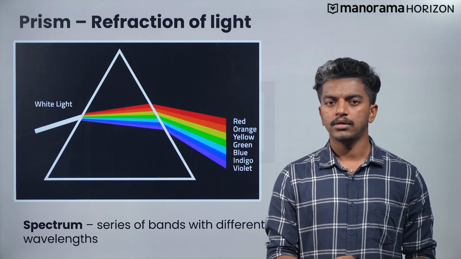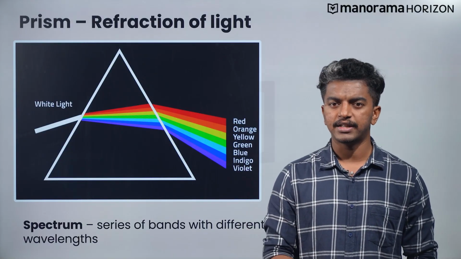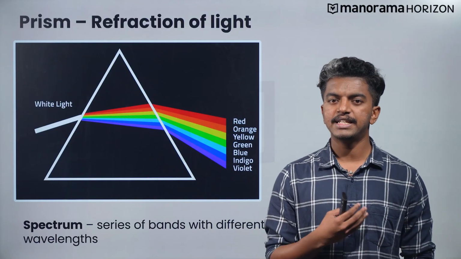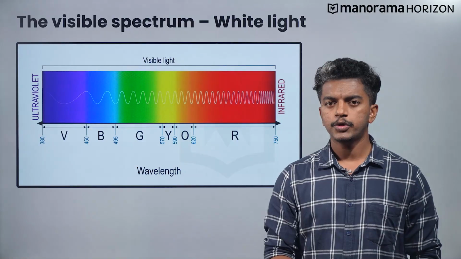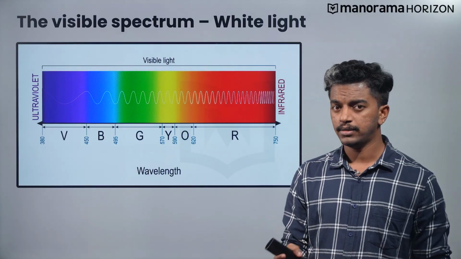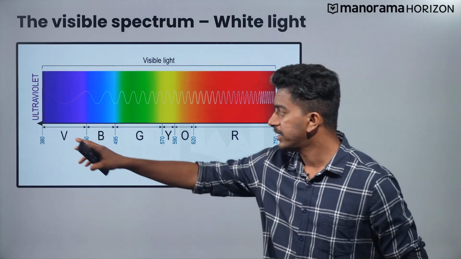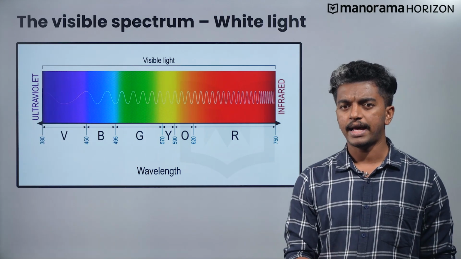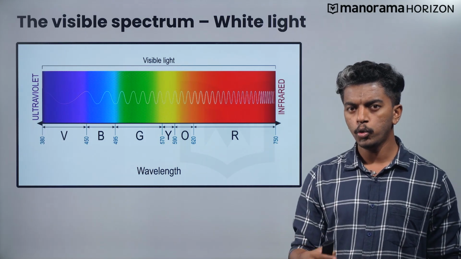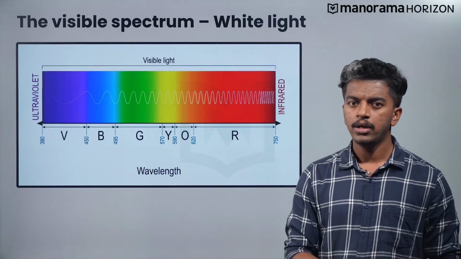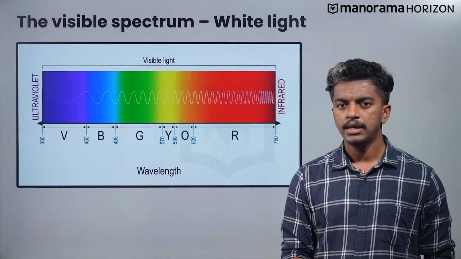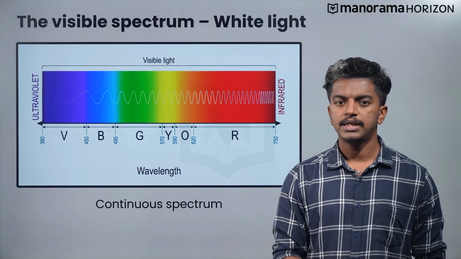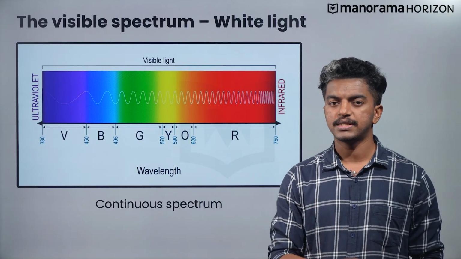The light of red color, which has the longest wavelength, is deviated the least, while the violet light, which has the shortest wavelength, is deviated the most, as you can see here. The spectrum of white light ranges from violet at 380 nanometer to red at 750 nanometer. Here you can see that violet merges into blue, blue into green, and so on. Due to this continuous nature of the spectrum, such a spectrum is called a continuous spectrum. This is the same spectrum which we see in rainbows formed in the sky.